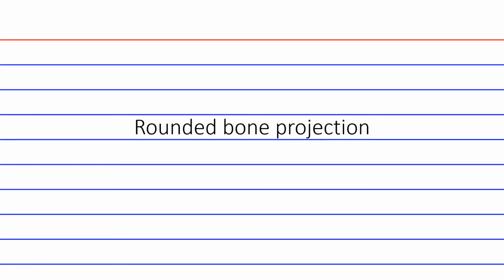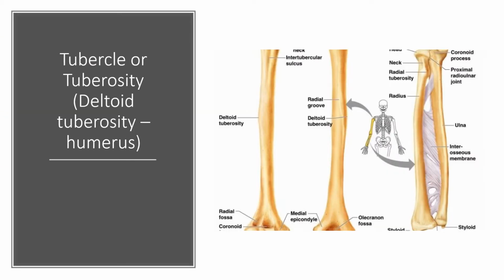This is a rounded bone projection. The answer is a tubercle, or a tuberosity just being an extra large tubercle. The deltoid tuberosity located in the humerus is a really good example. There's also the tuberosity of the spine of the scapula as well. It's just a roughened projection in essence.